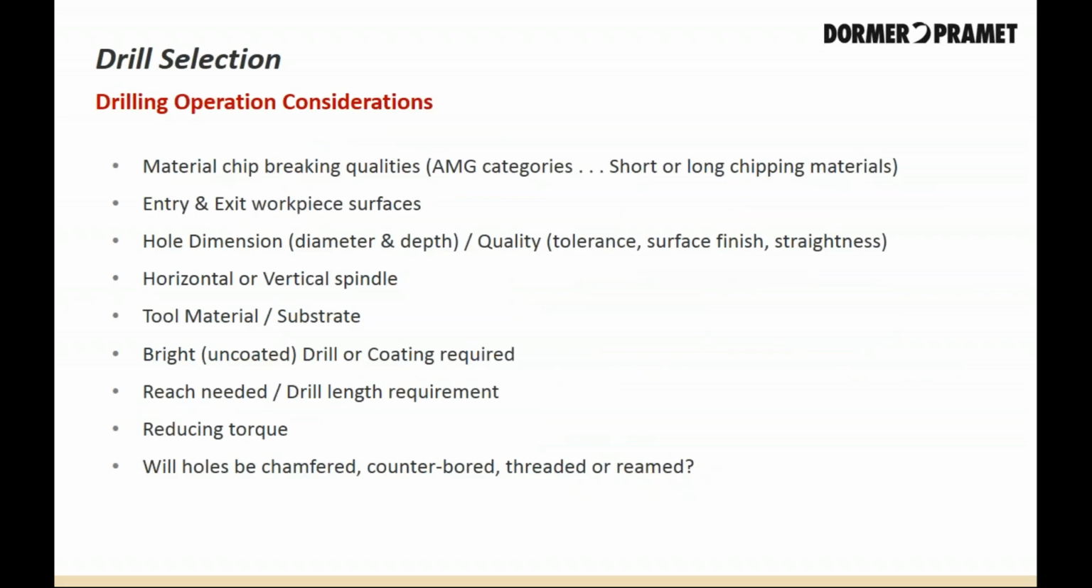So now in review, these are just some of the more important things to address in drilling operations. The workpiece material and machining characteristics of that material, the condition of the entry and exit surfaces of the workpiece, the dimensional aspects and the quality of the hole. Are we drilling in a vertical or a horizontal direction? The tool material or substrate, the tool coating or surface treatment, the drill length required and reach needed. Do we need to reduce torque? And are there subsequent operations performed prior to or after drilling?